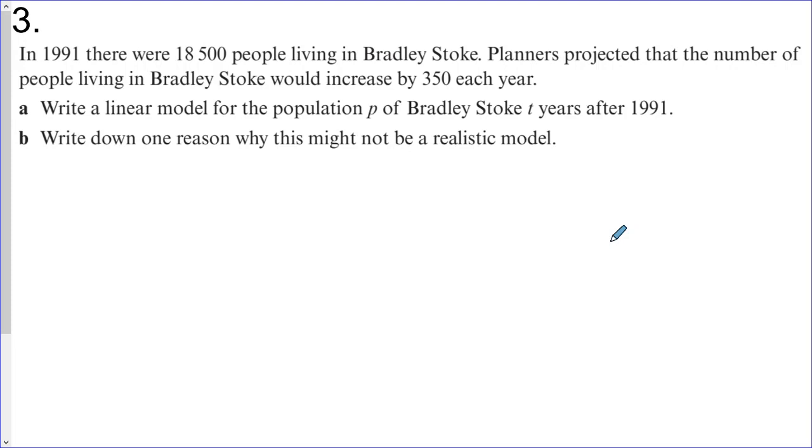Okay, final example on modelling. It's about population. In 1991, we have 18,500 people. And then we have a prediction that this population will increase by 350 every year. A, we're writing a linear model, so we don't have a graph involved at all in this. Write a linear model for the population P. So P equals something to do with T this time in years. It's increasing 350 each year, so that's our gradient, that's our rate of increase. So 350t. And when t was 0, 1991 is our 0 point, our initial point, we had 18,500 people. So that will do as our model.